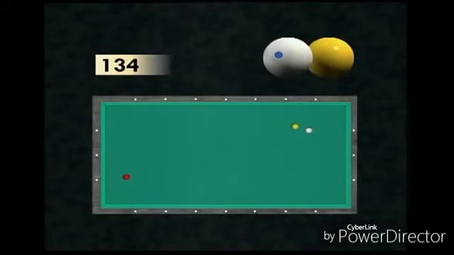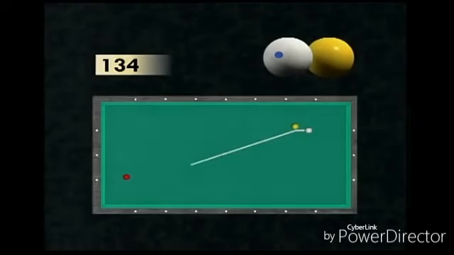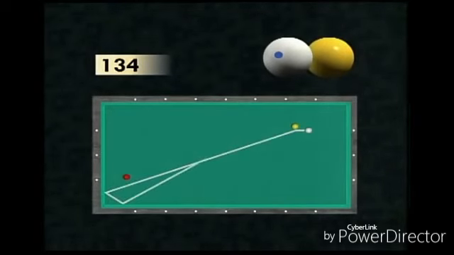Many players would try to run around the red ball in this picture. However, the broken English offers new perspectives.